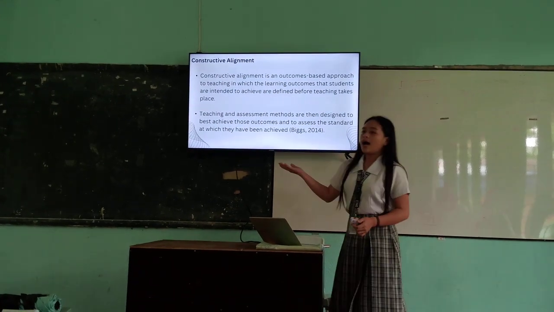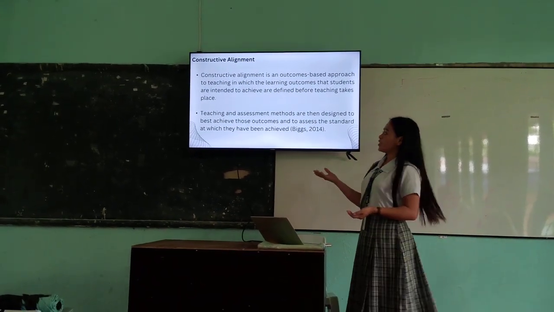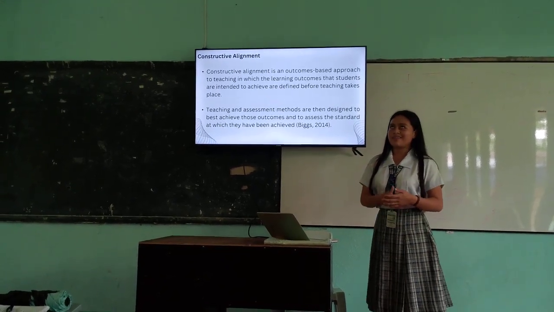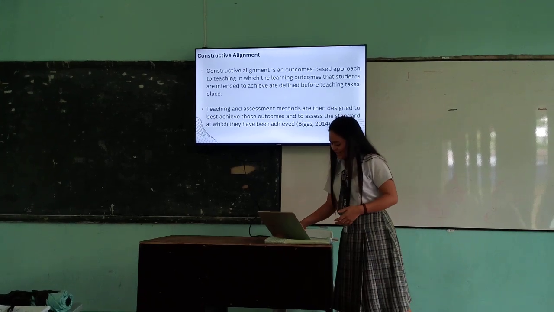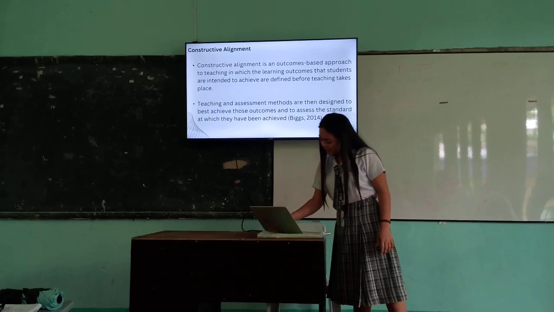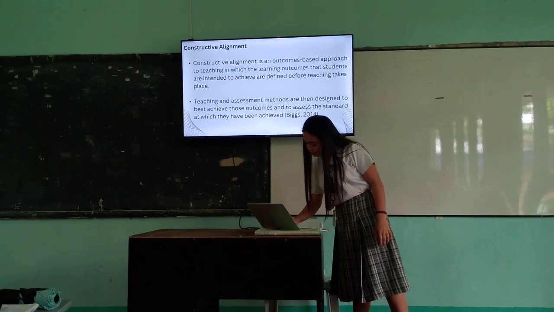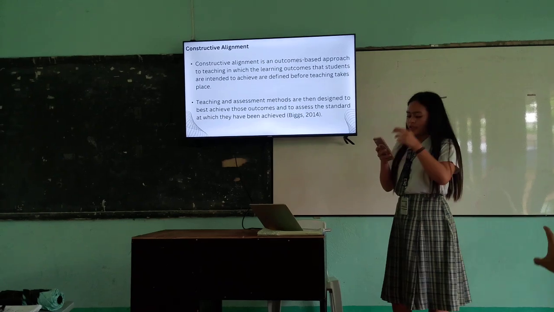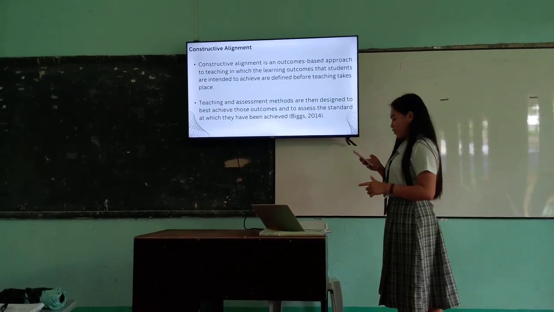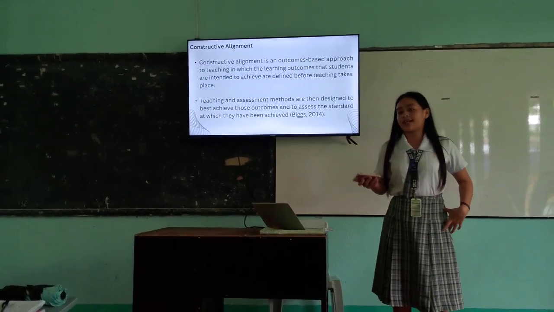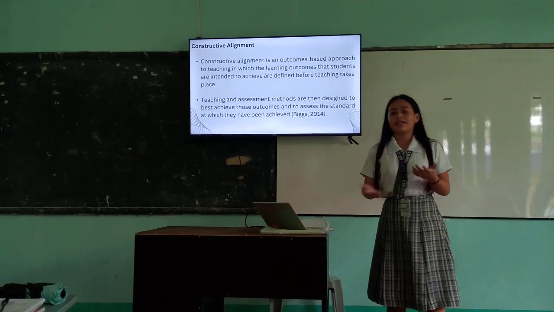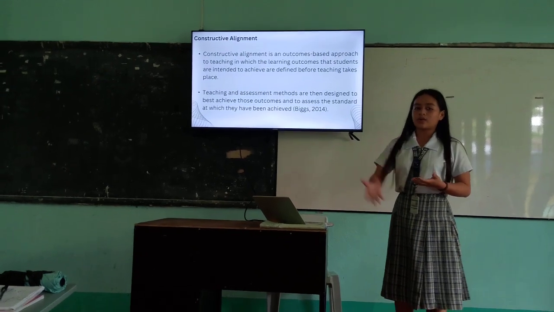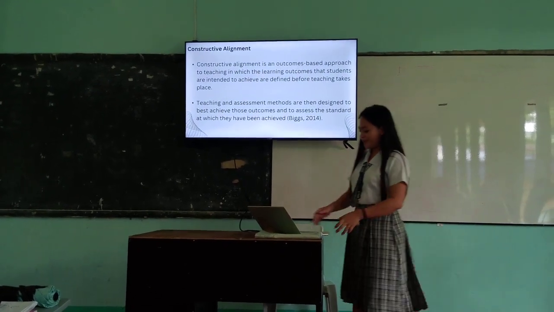Like for example, yung learning objectives ko is to formulate the learning outcomes, to formulate appropriate learning objectives and outcomes that constructively align with national standard. So dapat at the end of this discussion, dapat is ma-identify ko na learning objectives.